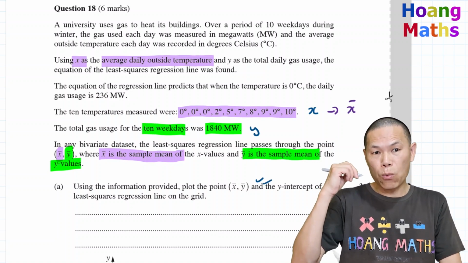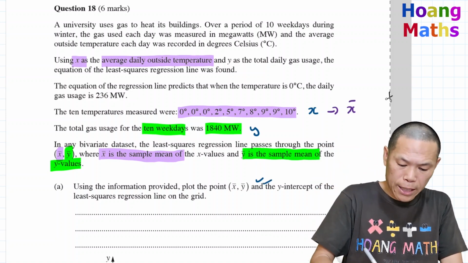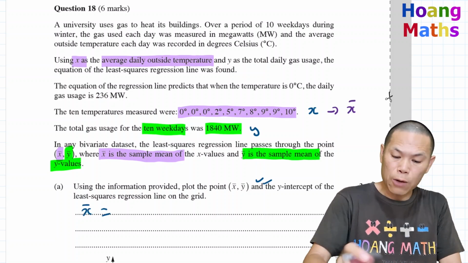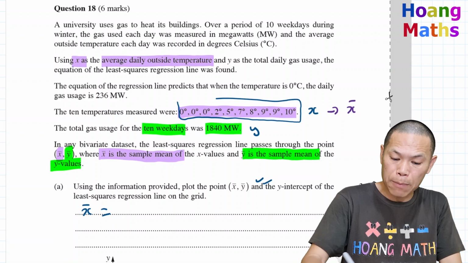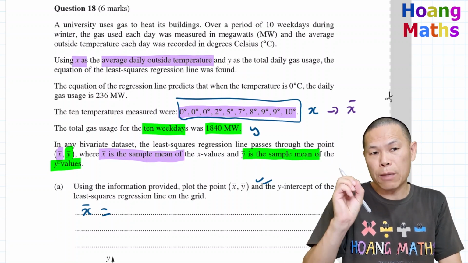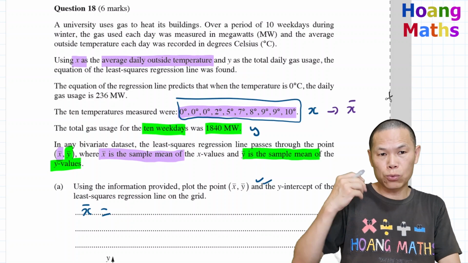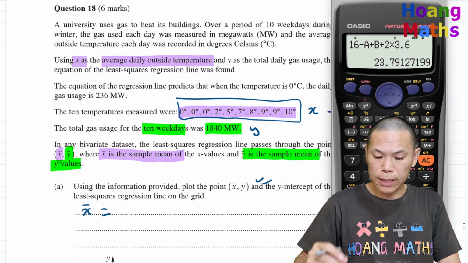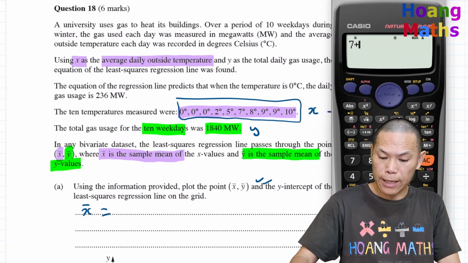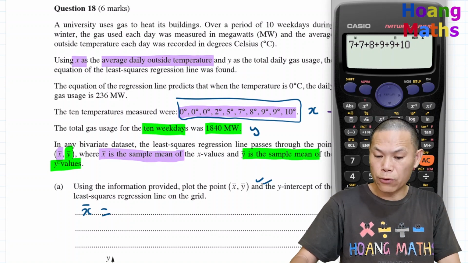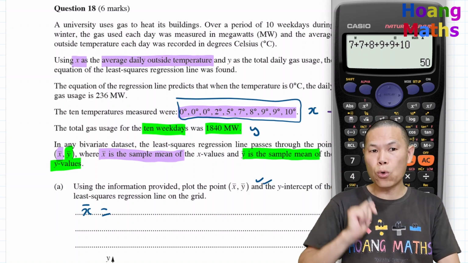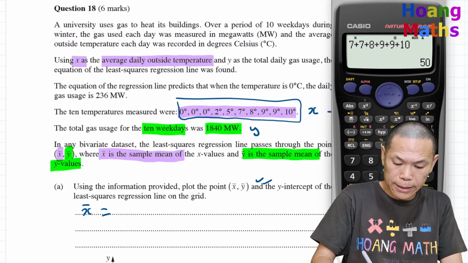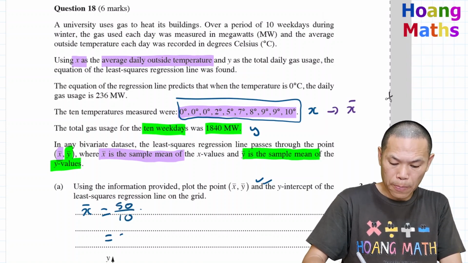So to work out x bar, the mean of x, we know that the 10-day temperature is this. To work out the average, we just add them up and divide by 10. So let me just work that out. 0 plus 0 plus 0 gives me 0. And then 2 plus 5 is 7. Then we add another 7. And we add 8. We add 9. We add 9. We add 10. Okay, so 50 all together. So 50 divided by 10 will give me 5.